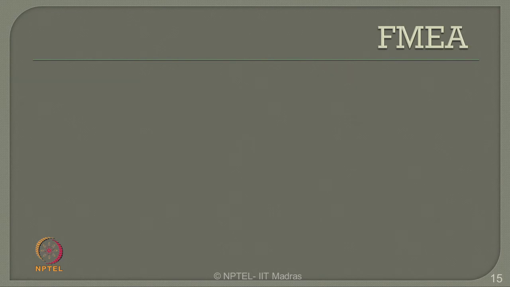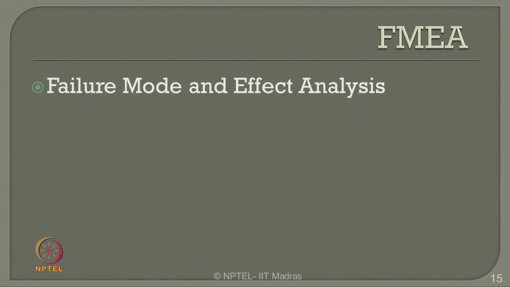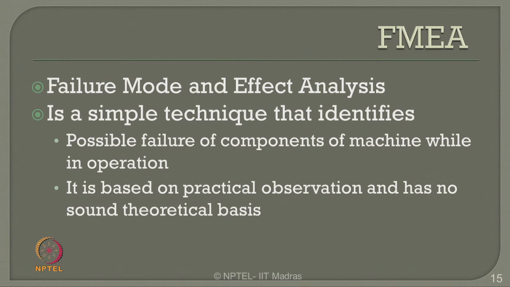Followed by which, the other technique existing in hazard analysis is FMEA, failure mode and effect analysis. It is one of the simplest techniques, which identifies the possible failure of components of a machine while in operation. So, this is a machine level study or mechanical equipment level study, where the failure modes of mechanical equipment are identified and then postulated, and we try to understand what would be the consequences if these mechanical components fail to perform the intended function. It is based on practical observation and of course has no sound theoretical basis.